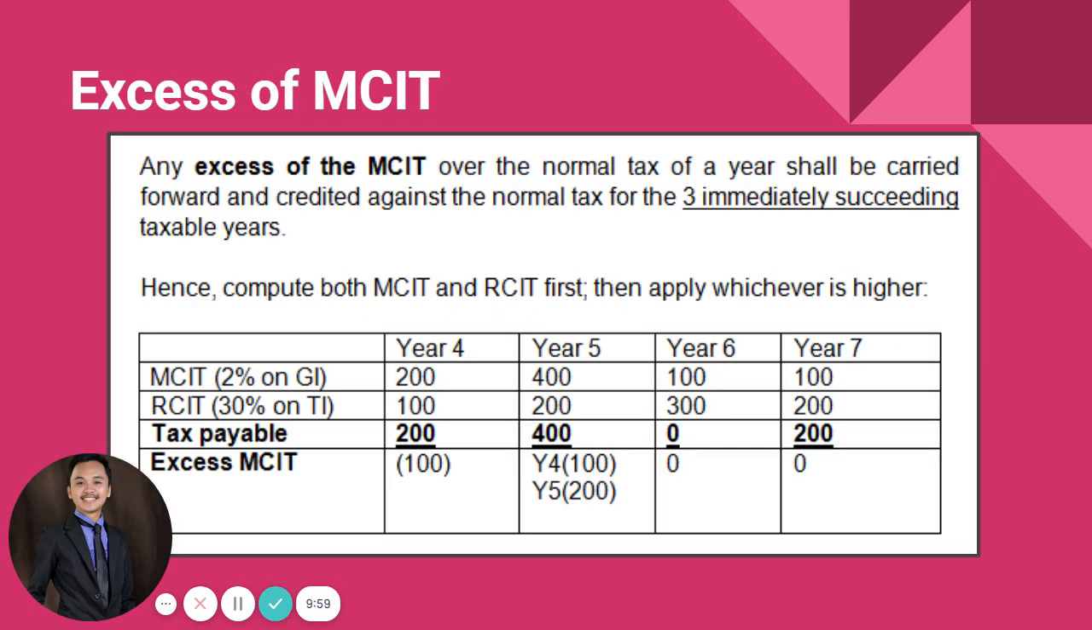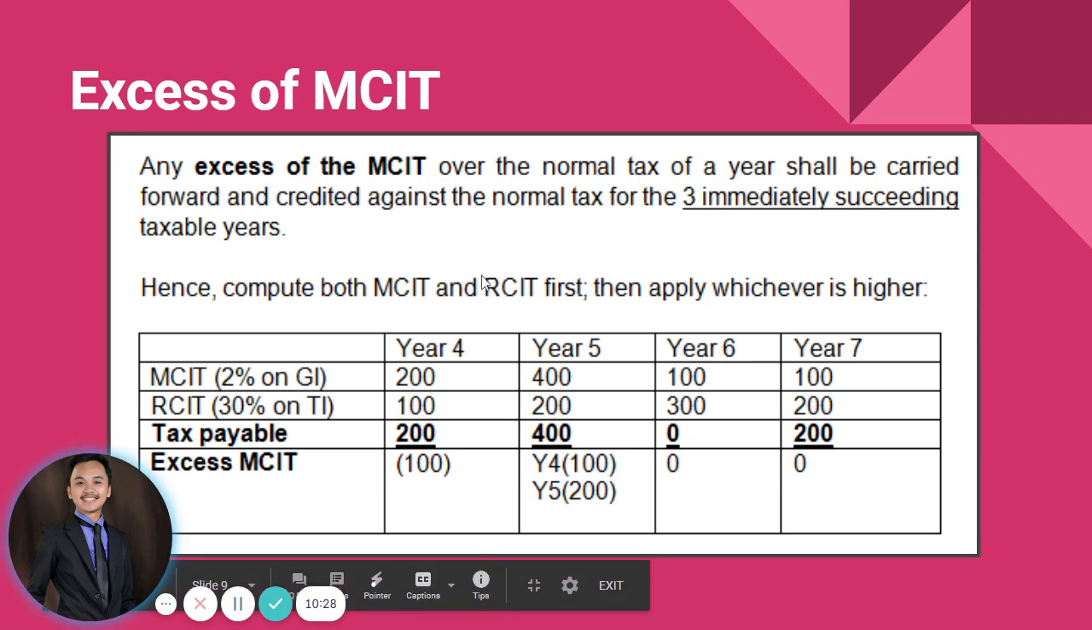Now let's proceed with excess of MCIT. What if there is an excess of MCIT over your RCIT? So obviously, again, general rule, if your MCIT is greater than your RCIT, then that means your tax due is from your MCIT. Okay? But what will be the effect? What will be the tax implication of that excess of your MCIT over your RCIT?